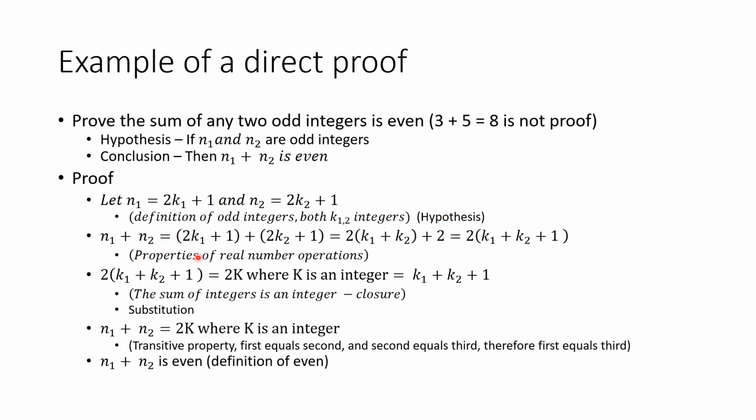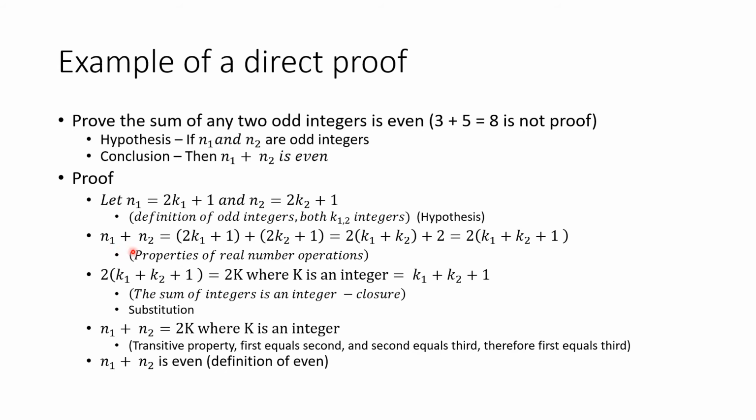If we add n1 plus n2, based on this definition, we're adding 2k1 plus 1 plus 2k2 plus 1. If we add that and do some algebra, that is 2 times k1 plus k2 plus 1, and 1 plus 1 is going to be 2. I can factor the 2 out of both, and this can be 2 times k1 plus k2 plus 1. Those are just properties of real numbers.